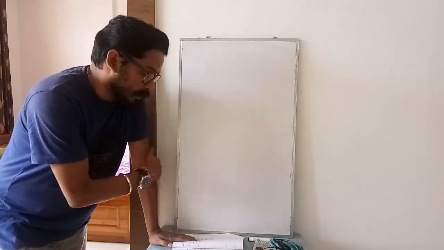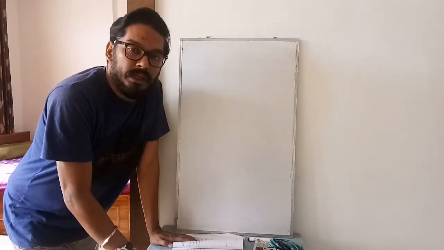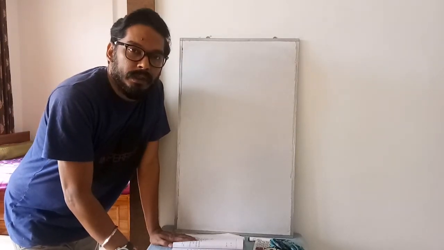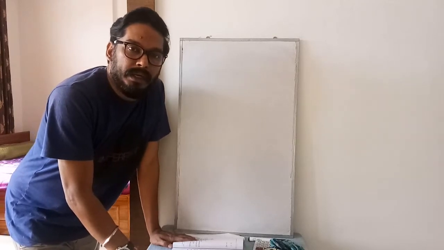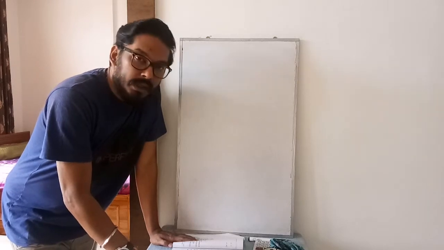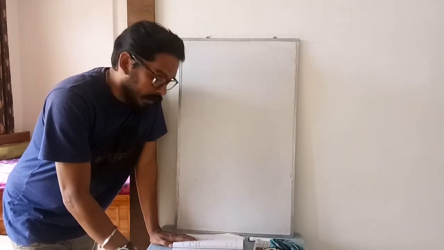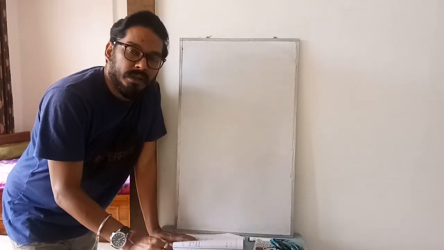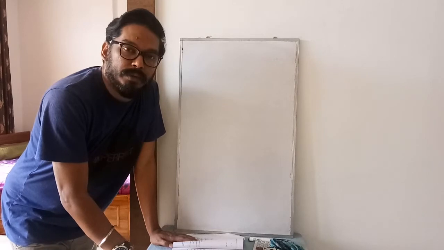In the previous exercise we have gone through the general term of an AP. So the general term of an AP formula is A plus n minus 1 into D, where A represents the first term, D is the common difference and n is the number of terms. Here in this section we will find out the sum of the first n terms of an AP.